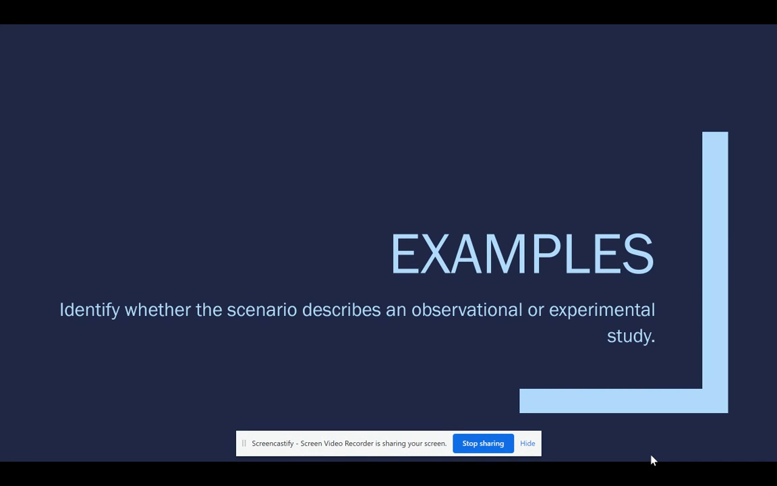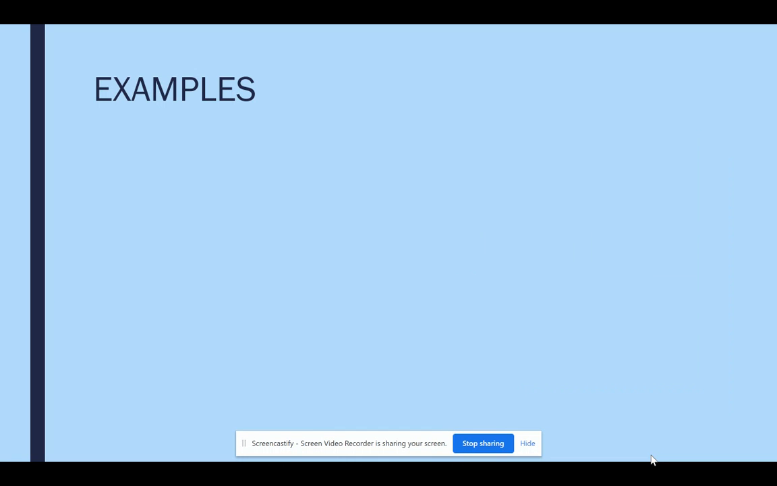So one of the first things you have to be able to do, one of the objectives, is to determine whether a given scenario is an observational or an experimental study. And so we're going to take a look at some of those. These are the type of examples you'll see on your practice problems, on your homework problems, as well as on your midterm or final exam.